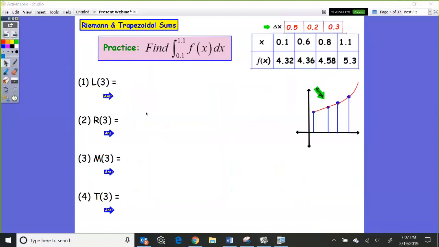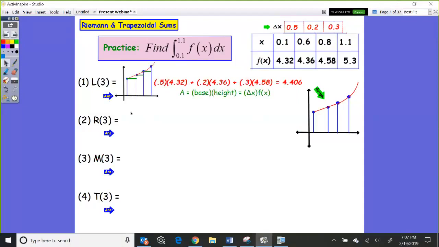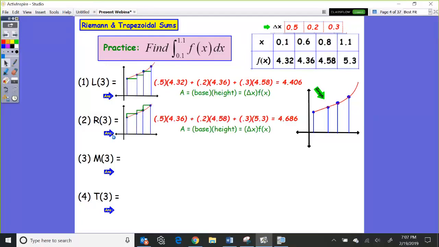I just like them to have that visual that they're going to have a rectangle at these dots with those sides. So this L of 3 would be a left Riemann. So the left-hand side is the height, base times height. So there's your delta x times your f of x. Your right Riemann would be the right-hand side that's on the curve as your height. Now, a midpoint Riemann comes up, but there's just not enough information in this particular tabular function that they can actually find the height from a midpoint.